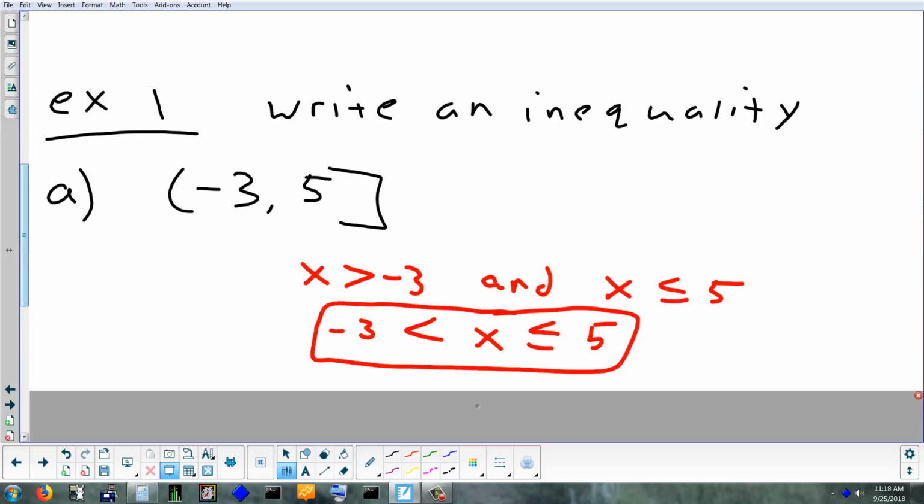So there's nothing there we need to solve. It's like it's already been solved for you. You're just writing the answer a different way.